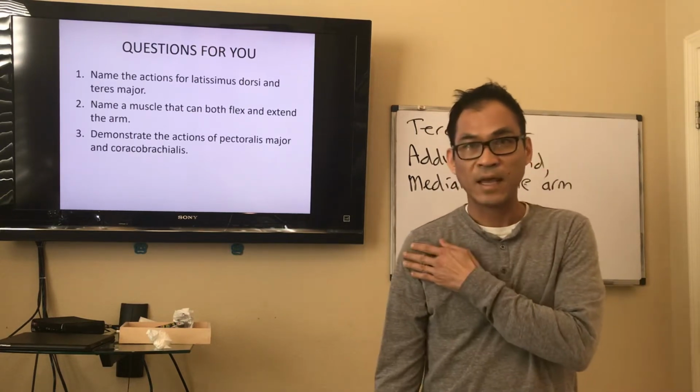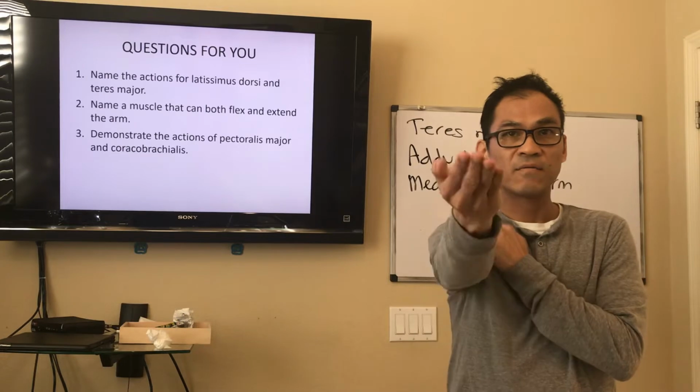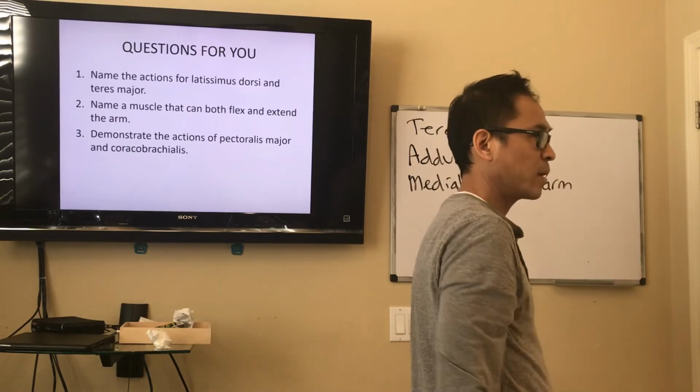Name a muscle that can both flex and extend the arm. Well, the anterior part of deltoid can flex it. The posterior part of deltoid can extend it.